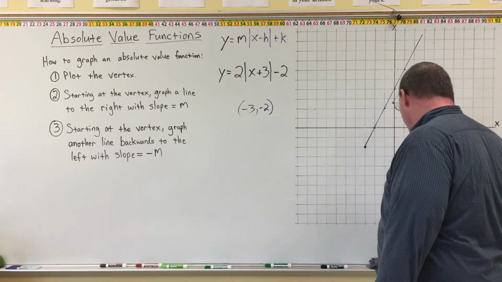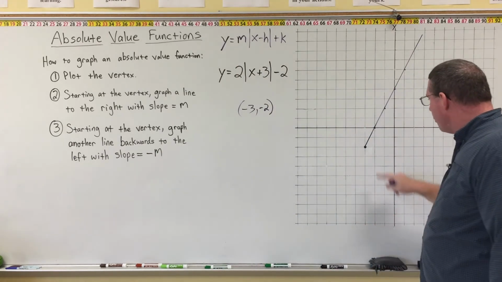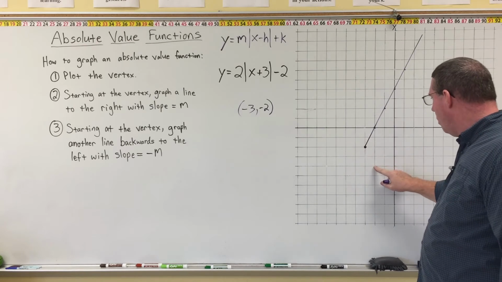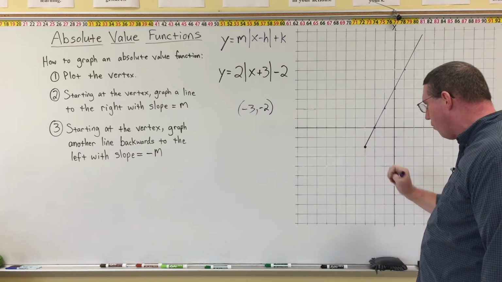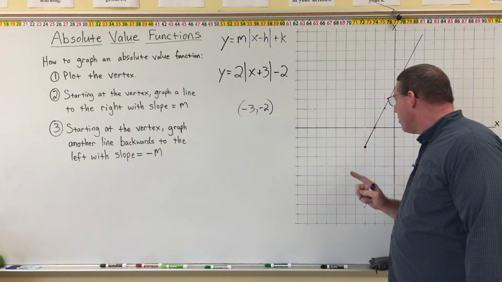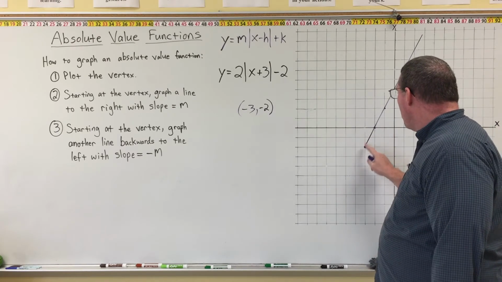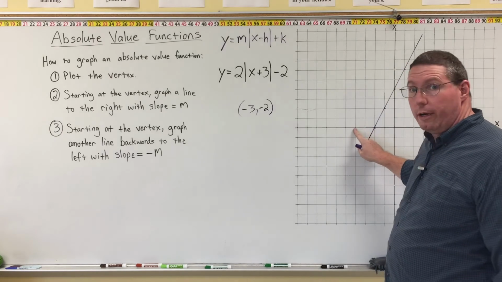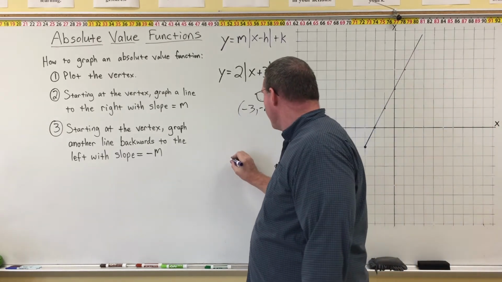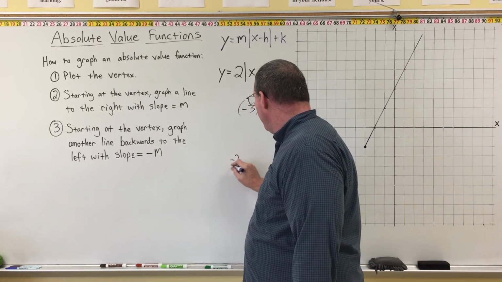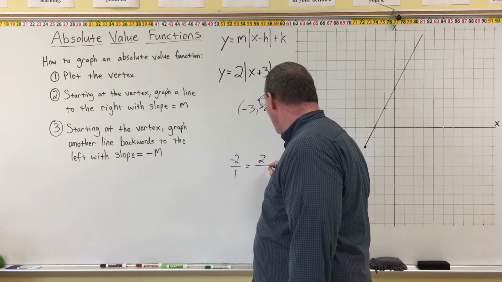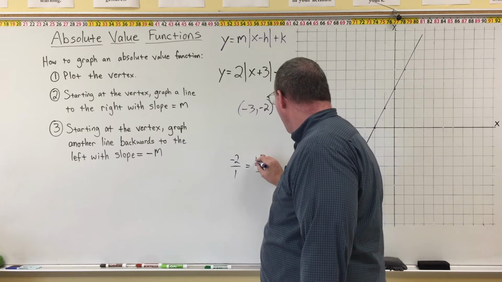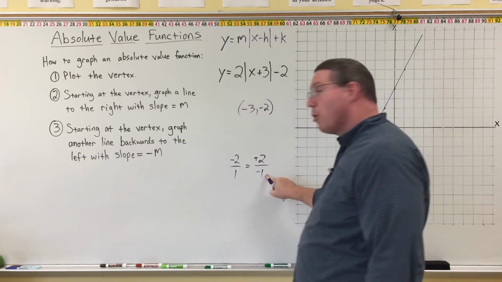Now, I know normally, here's what you're going to want to do. You're going to want to go down 2, forward 1. But that's not to the left, that's to the right. Do not go down 2 over 1. What you're going to have to do is this. You're actually going to have to go up 2 and back 1. Instead of doing it as negative 2 over 1, you're going to have to do it as 2 over negative 1. Up 2, backwards 1.